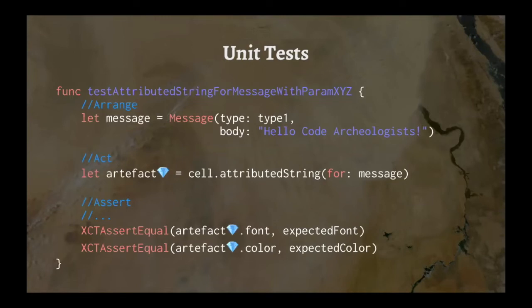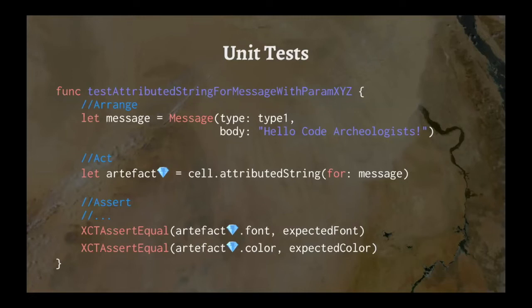Every test would consist of three phases. In the first one, the arrange phase, we would create a message with a certain type and text. In the act phase, we would call the method that we wanted to test on a message cell, which was attributed string for message. Out of the call to this method, we would get an artifact, and we would assert certain properties on the artifact. These properties asserted would be font, color, and so on.